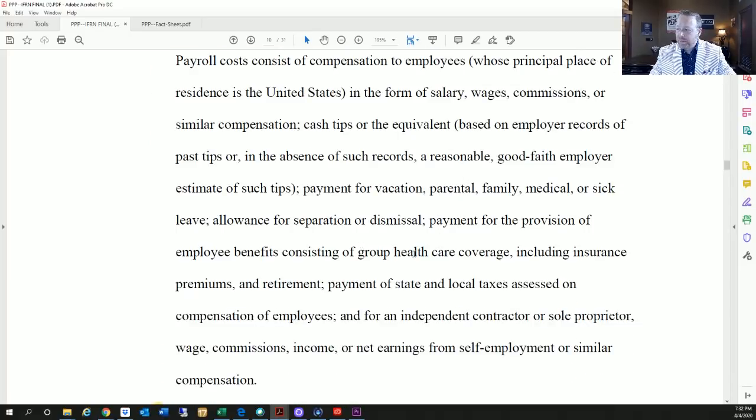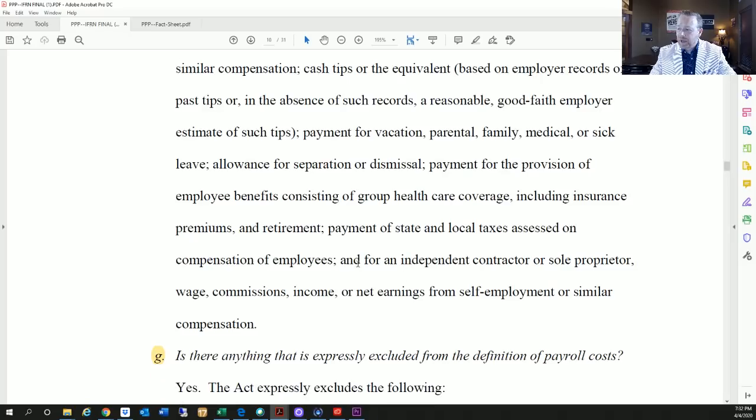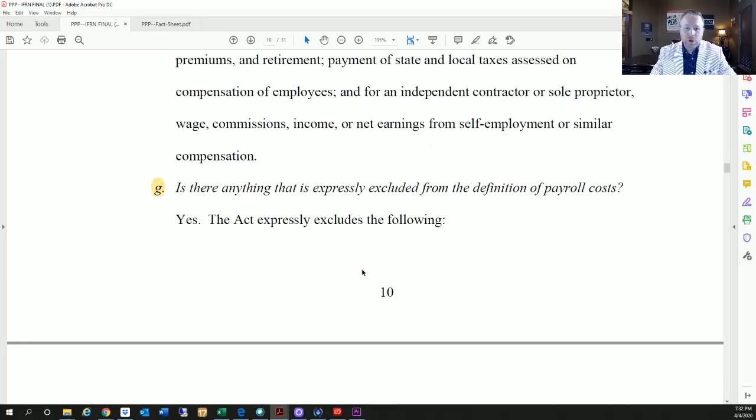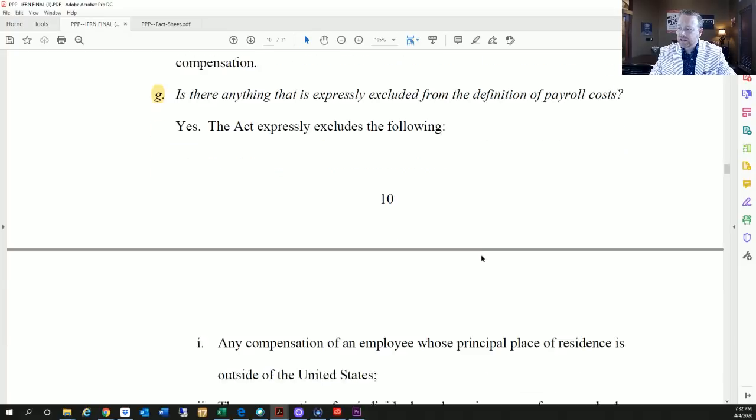It includes the retirement, includes the health care, includes the state taxes, and then this should have said or right here, in my opinion. The fact that it said and, there was a few people that thought that then those that paid sole proprietors could include it. That was clearly stated that you could not. But here's what's throwing everybody, G. It says, is there anything that is expressly excluded from the definition of payroll costs? And it says, yes, the Act expressly excludes the following.